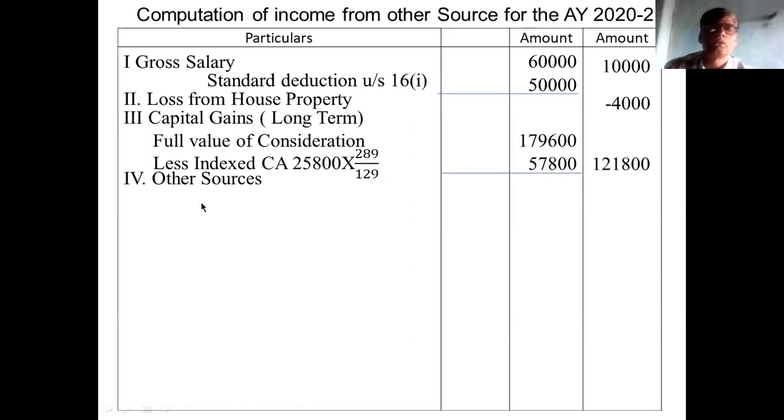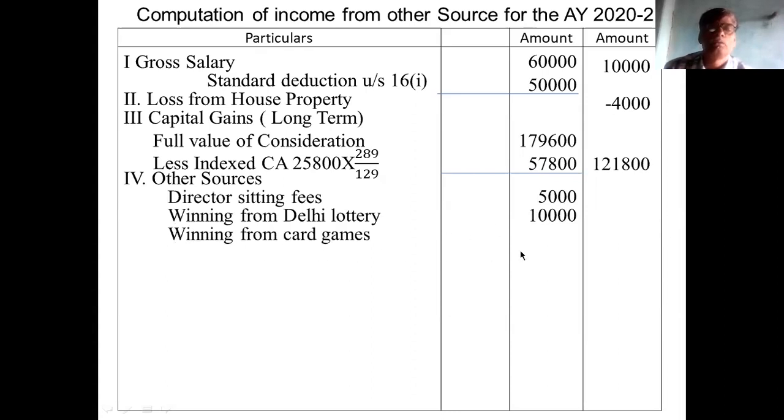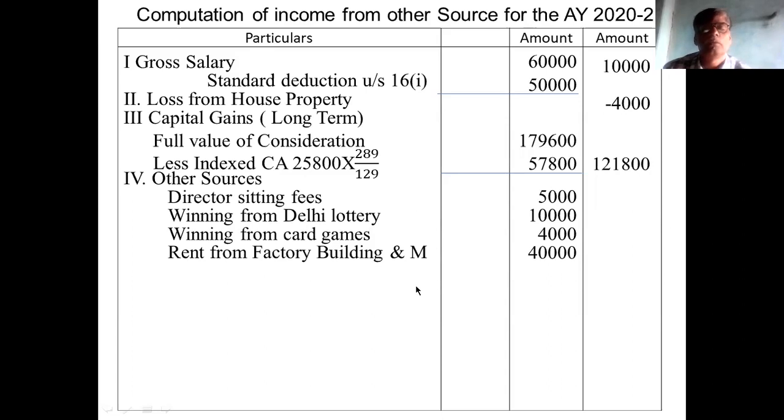Then fourth head is other sources. In other sources, first is director fee, second is winnings from lottery, third is winnings from card game, fourth is rent from building, factory building and machinery, 40,000. You take the total of this. Total is 59,000. It is gross.